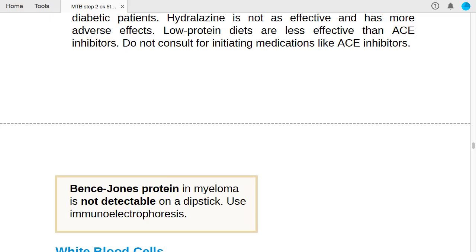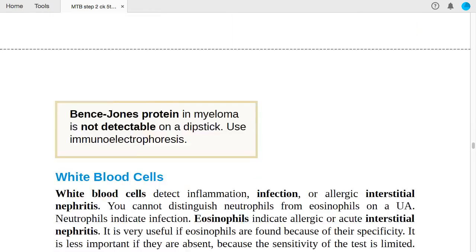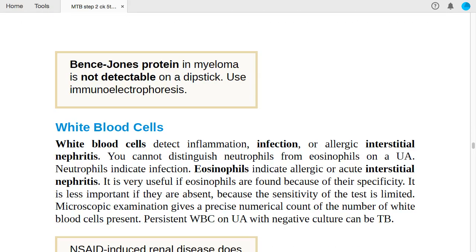Okay, let's continue. So see, Bence-Jones protein, this is the point to ponder box here. Bence-Jones protein in myeloma is not detectable on a dipstick. Use immunoelectrophoresis. So that's the protein, Bence-Jones protein, which is usually present in multiple myeloma patients, that is not detectable on a dipstick. We can't find this Bence-Jones protein on a dipstick, and then we should go for immunoelectrophoresis in that case. That's only a point to ponder here.